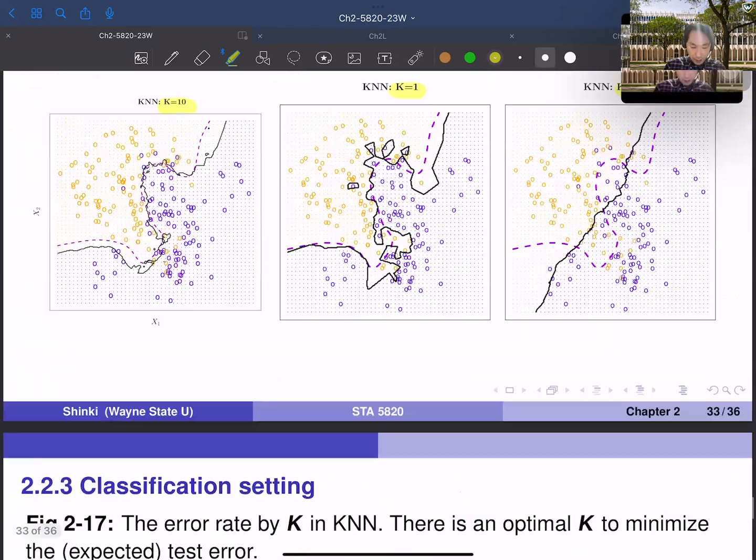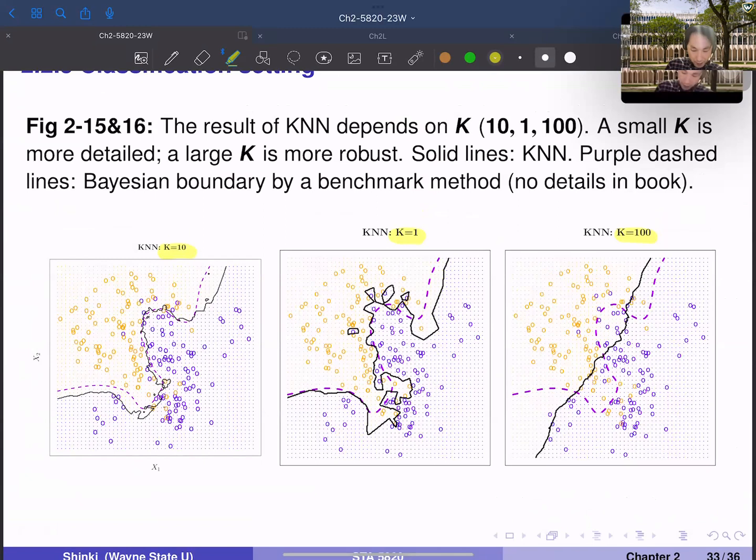Okay, so we compare. What's the difference between these? Which boundary is most complicated, do you think? K equals 1. Yeah, k equal to 1 is the most complicated. These are not smooth lines, but k equal to 100 is closest to a straight line, right? And k equal to 1 is affected by just the one closest point, so it really depends on each observation.